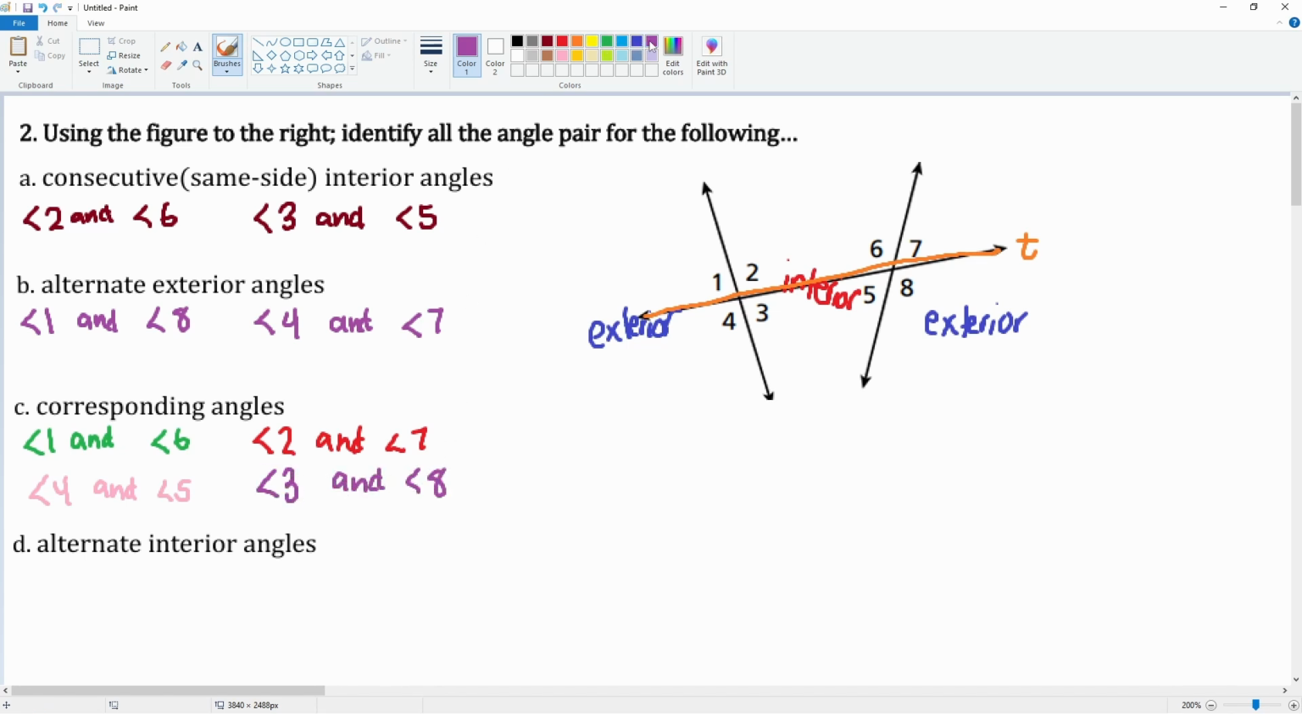Now we want to look at alternate interior. Alternate interior, the only inside ones are 2, 6, 3, and 5. Alternating means they flip-flop. So this is on one side of the transversal. It has to be that other side of the transversal. So angle 2 and angle 5 would be alternating interior. Then you have angle 3 and angle 6. Here and here. Those are alternating inside.